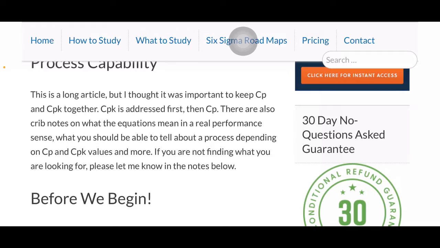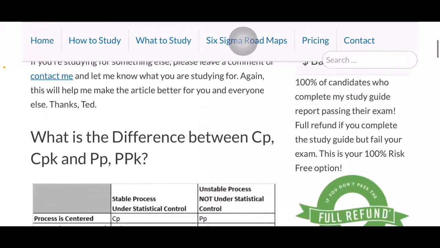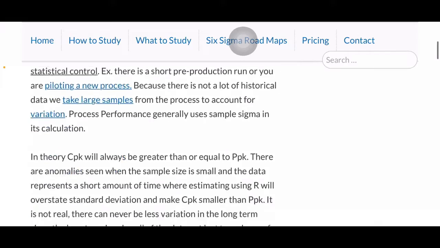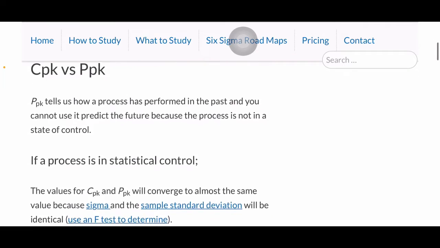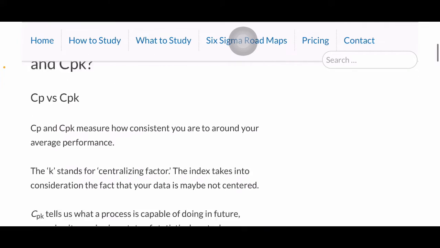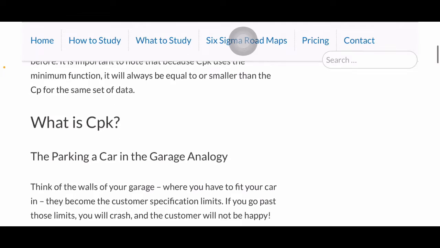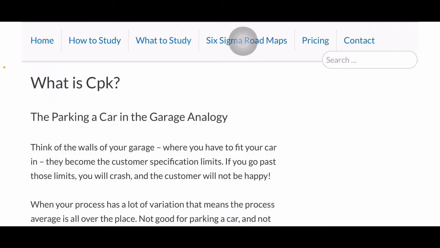Okay, I'm going to skip some of this because this is a lot of stuff that doesn't really matter. CP versus CpK, not what I'm looking for. What is CpK? There we go. What I am looking for. The parking a car in the garage analogy. Okay, so this is the example I already referenced. I didn't know it was in the article that I was going to put on here. Oh well, this works, I guess.